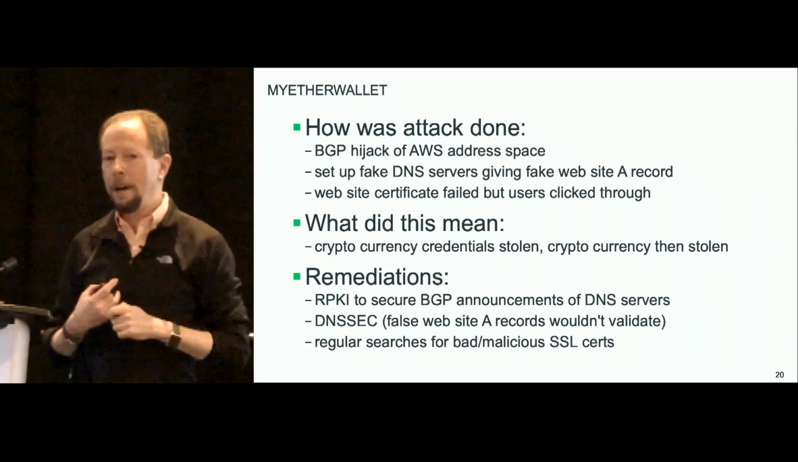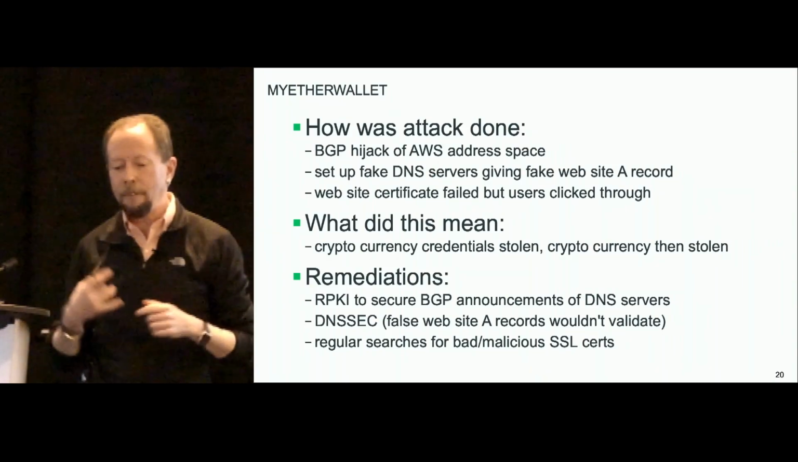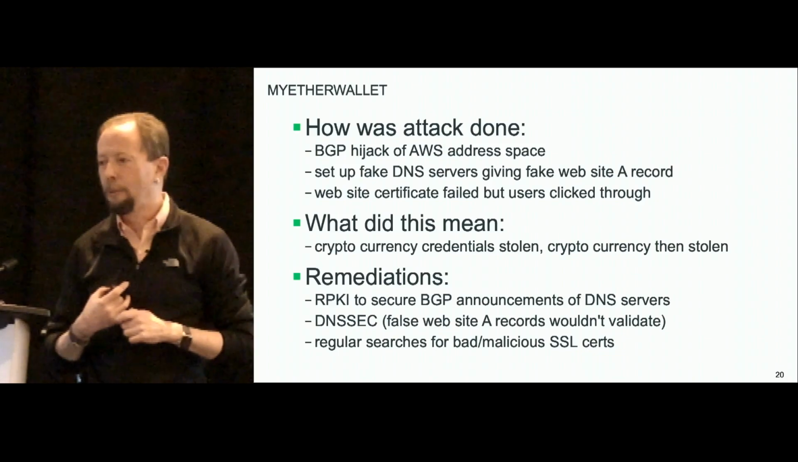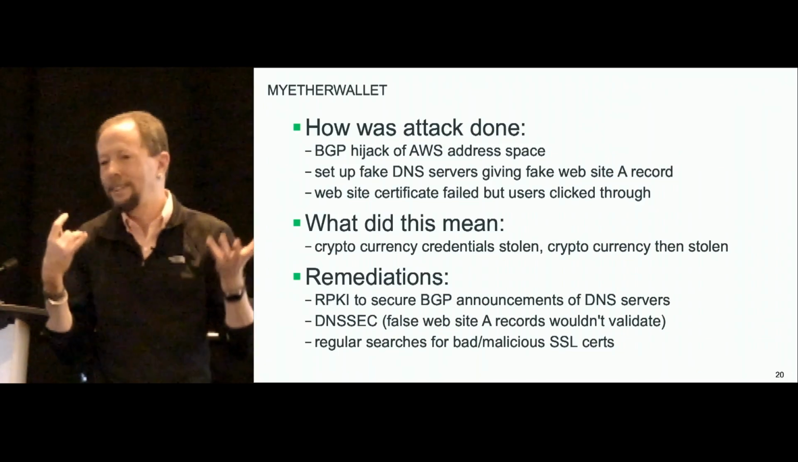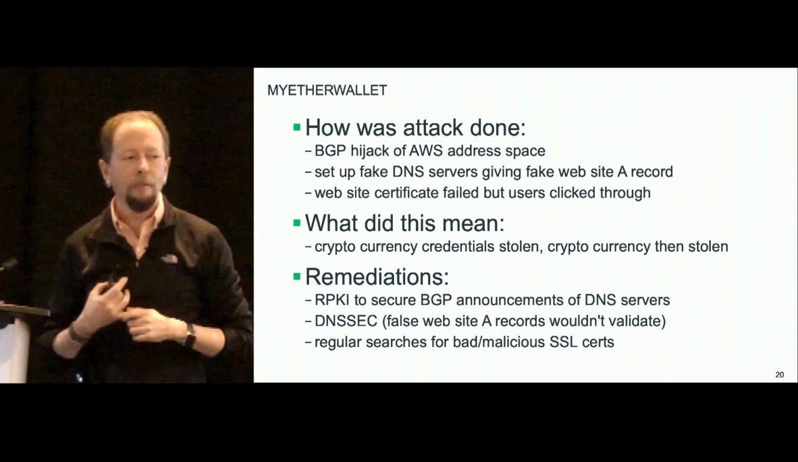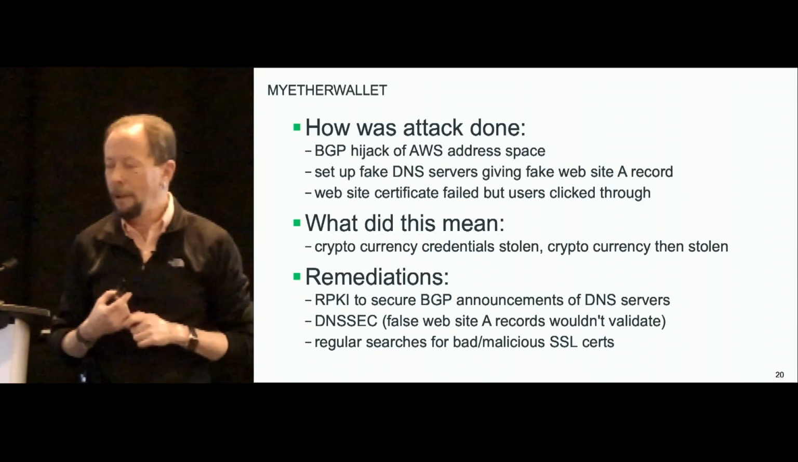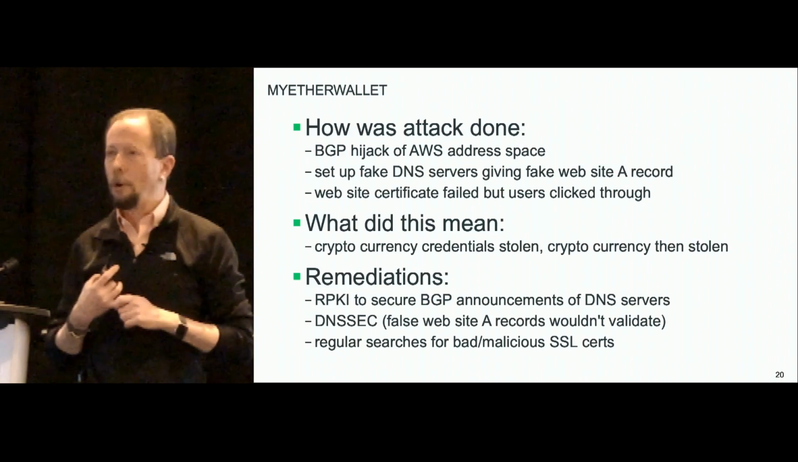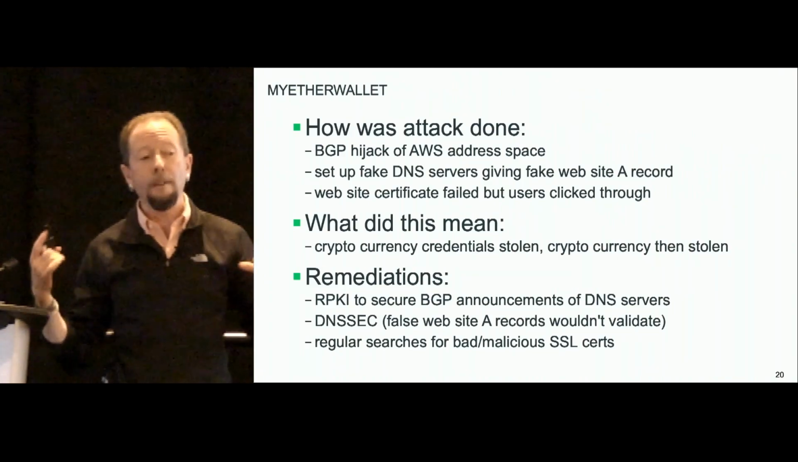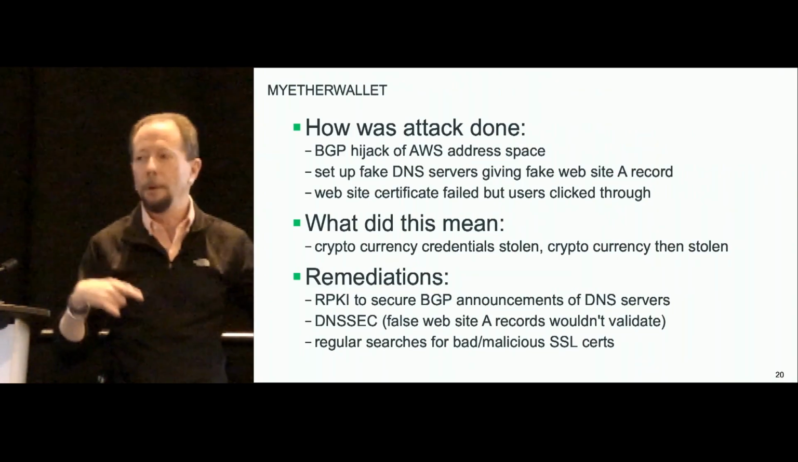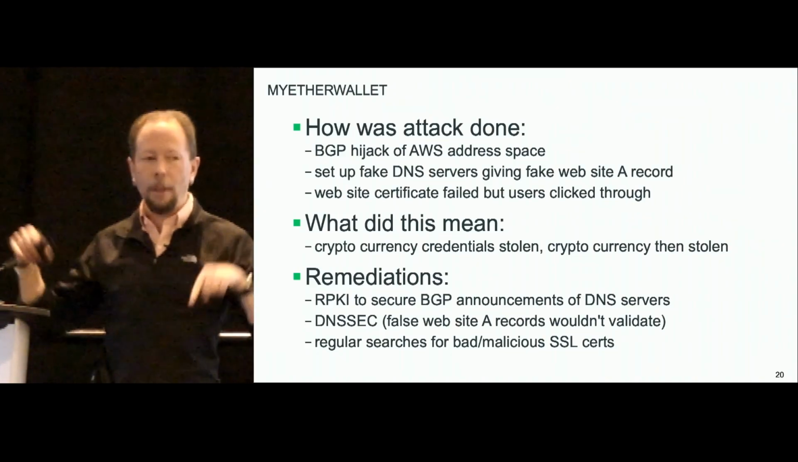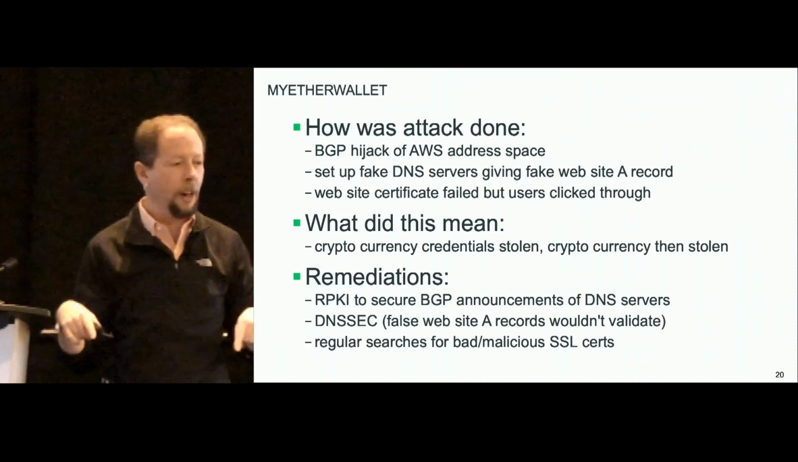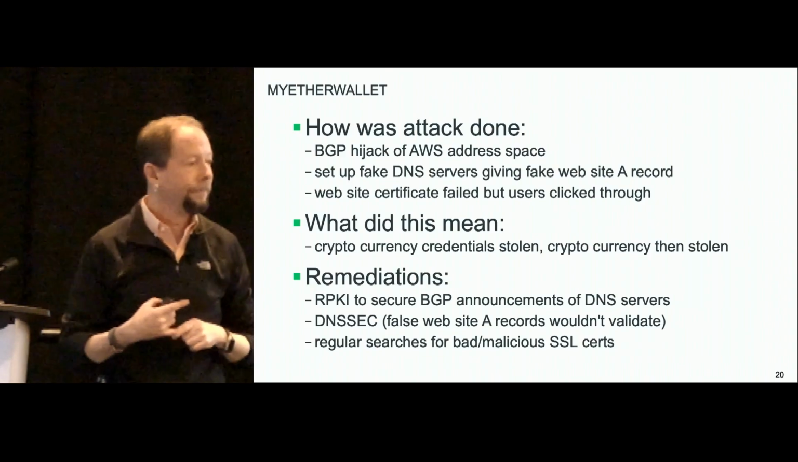DNSSEC might have helped a bit, but once again, if users are willing to click through certs and other things, it might have made it easier to notice earlier if they had been actually looking at that, because validation would have failed for some of the stuff. But they would have also had to have probing that was sufficiently distributed across enough ASs that they would have had some of their probes actually in the areas where the hijack route won.